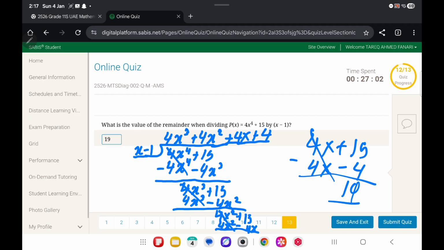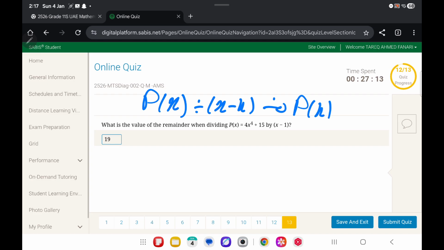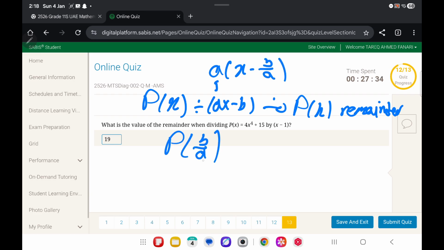I don't have time for this in an exam. So just remember the remainder theorem. If you're dividing p of x by x minus k, then p of k is your remainder. So you might be asking me, Tariq, what if they give me in the form ax minus b? They probably won't do this, but if they do, factor a out. It's gonna be a into x minus b over a, right? You're gonna do p of b over a. Done. This will give you the remainder, and I just showed you how to divide. Synthetic division is very easy.